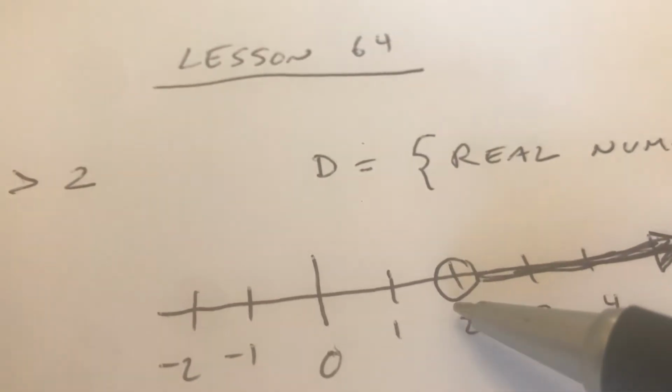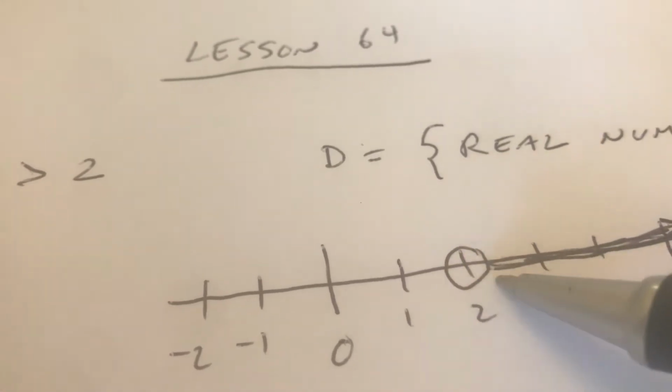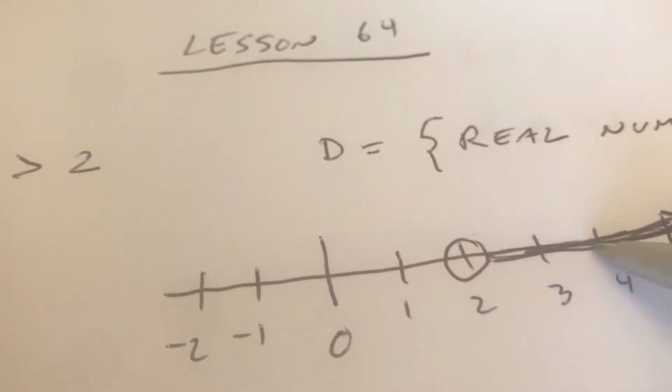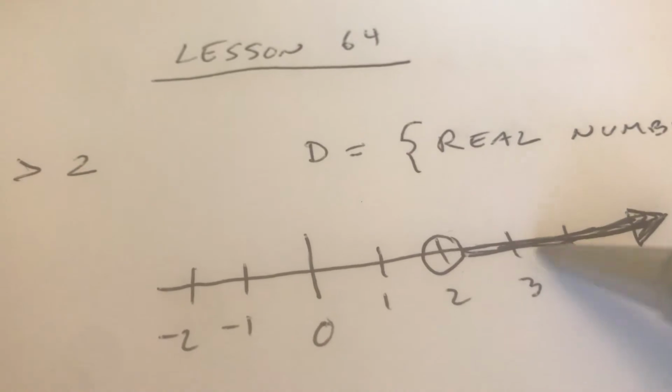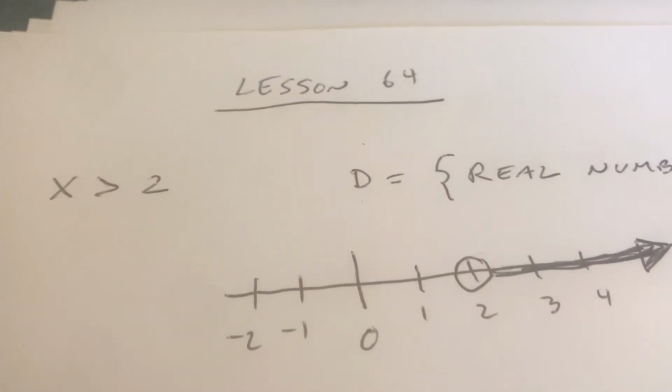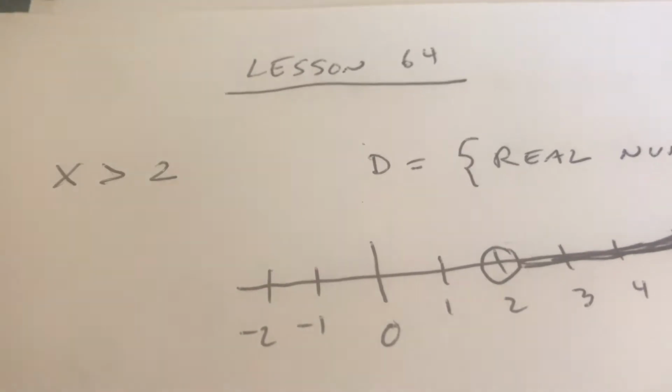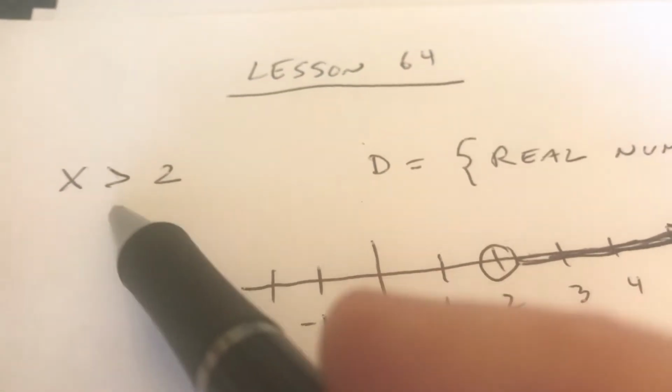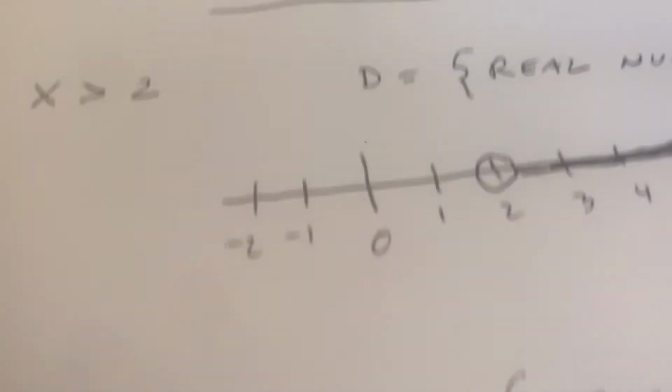Well, it can't equal 2, so we put an open circle around 2, and then a line and arrow goes to the right. Those are all the numbers that are greater than 2. Remember, if there's no equal sign, we don't fill in that.